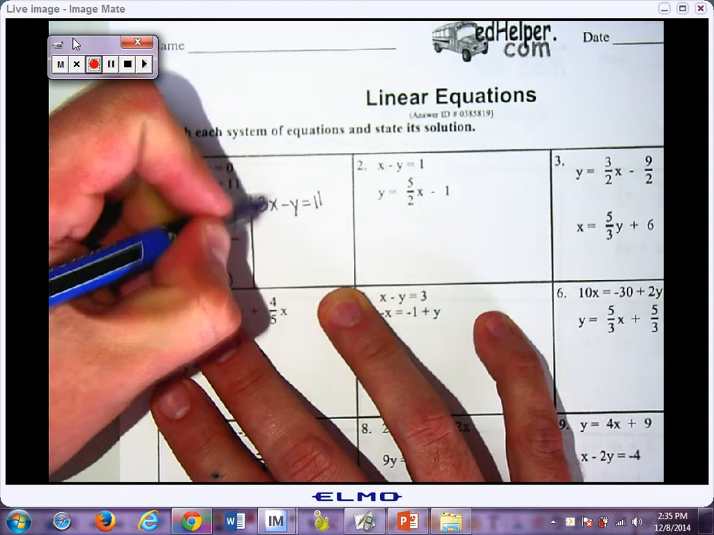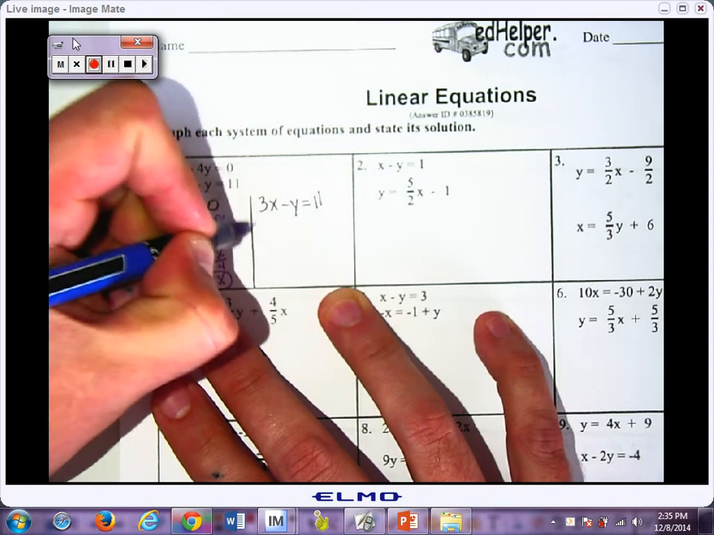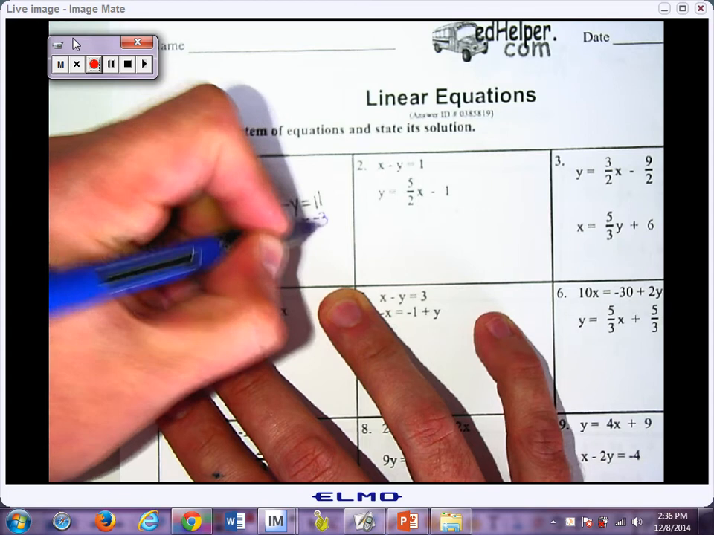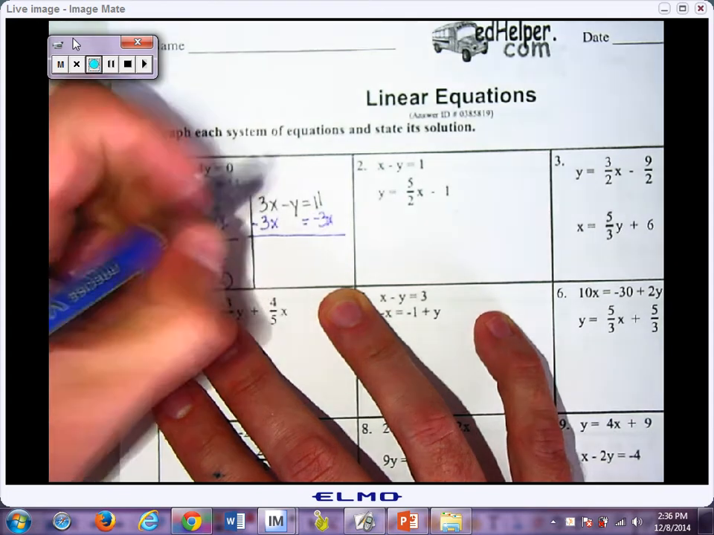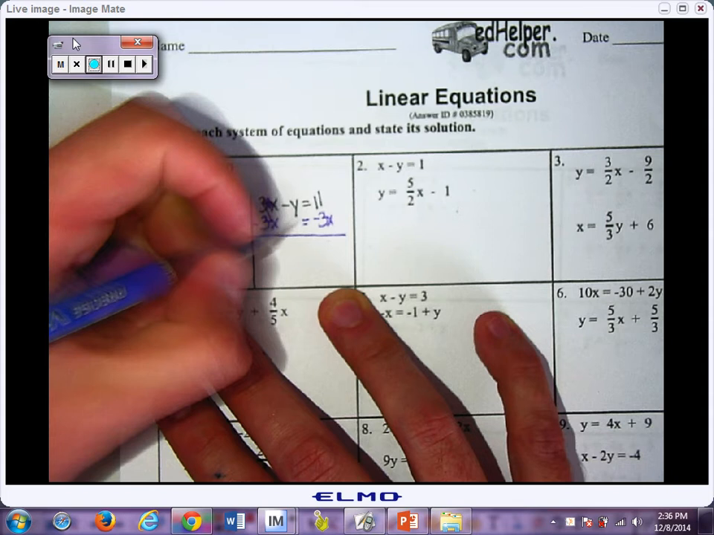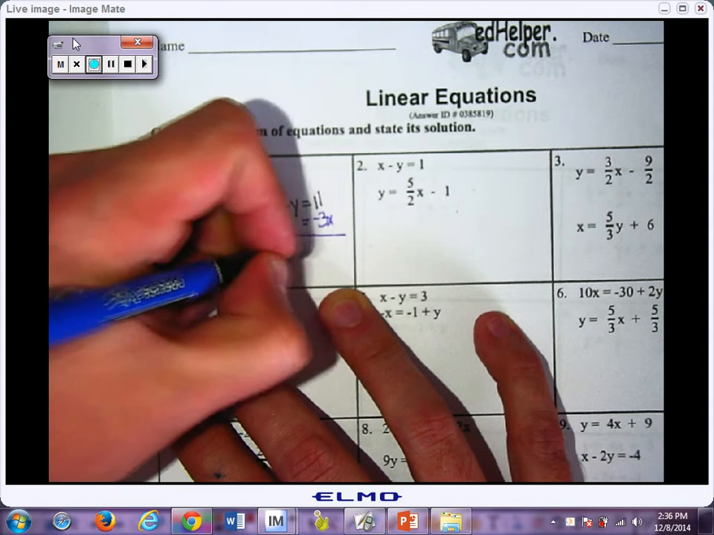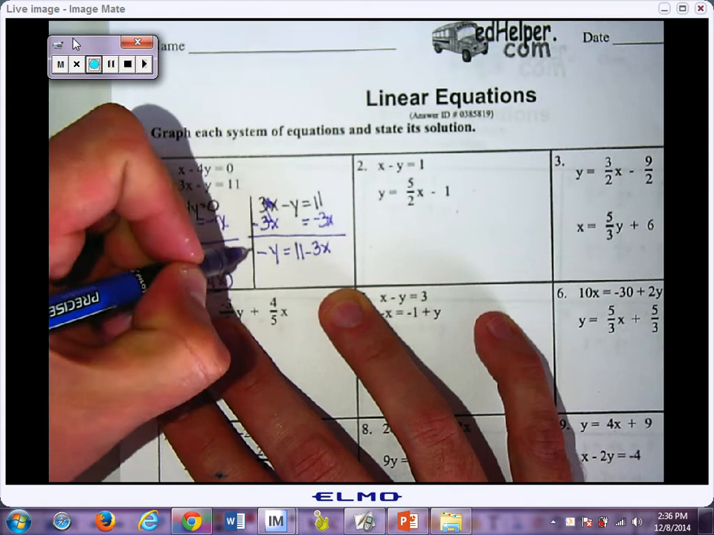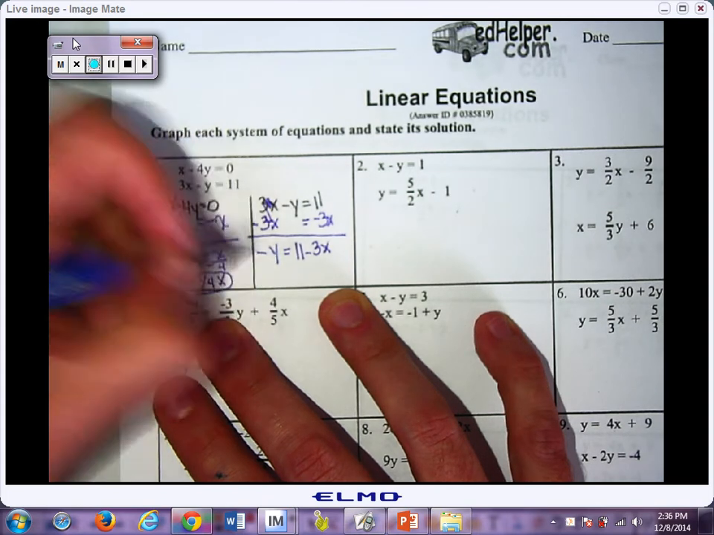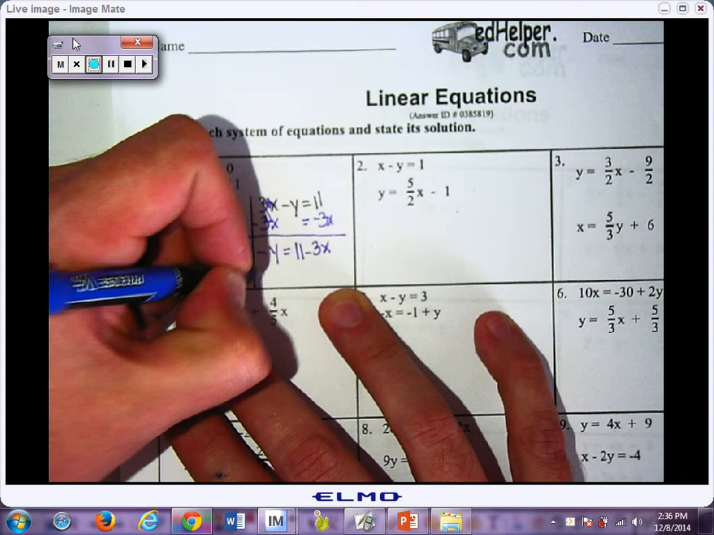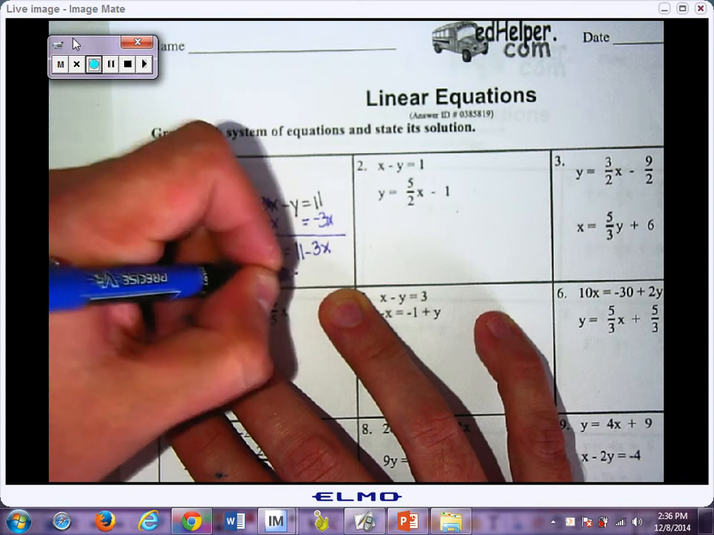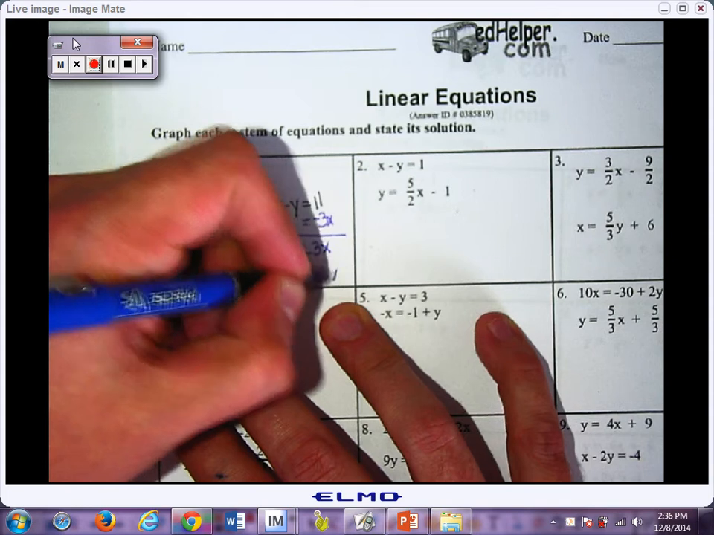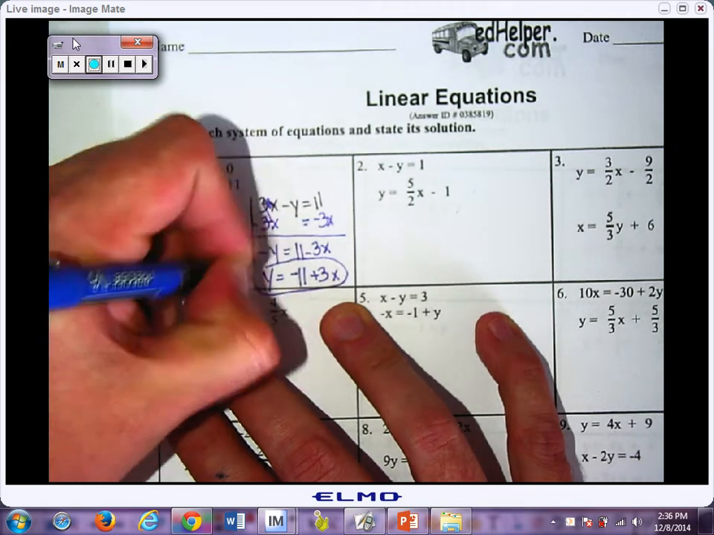Now I've got to take our second line and also solve for y. I have a positive 3x in front, so I have to subtract that 3x to get rid of it. When I do that, I'm left with negative y equals 11 minus 3x. However, we don't graph negative y, so I have to change the sign on everything to get the positive y. Negative y turns to positive y. Positive 11 will turn to a negative 11. Minus 3x will turn to plus 3x. So now I have my two lines.